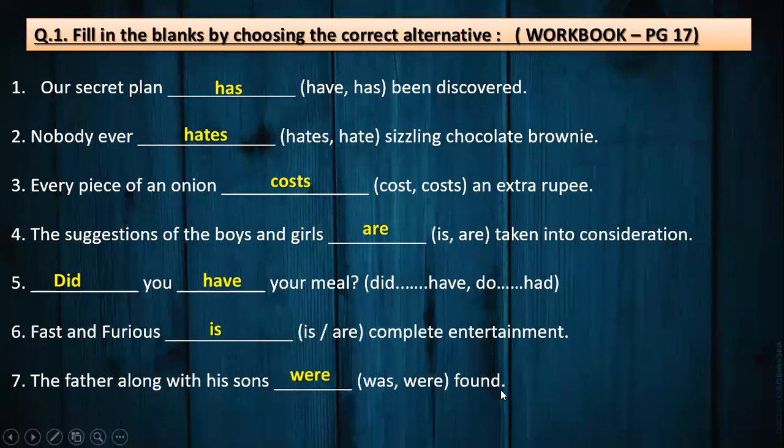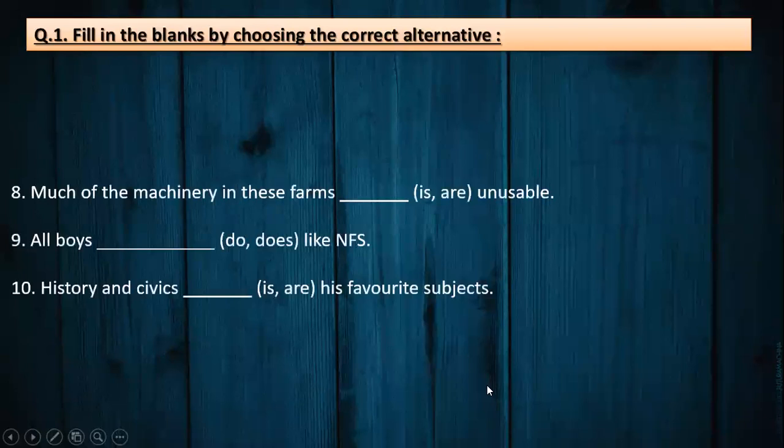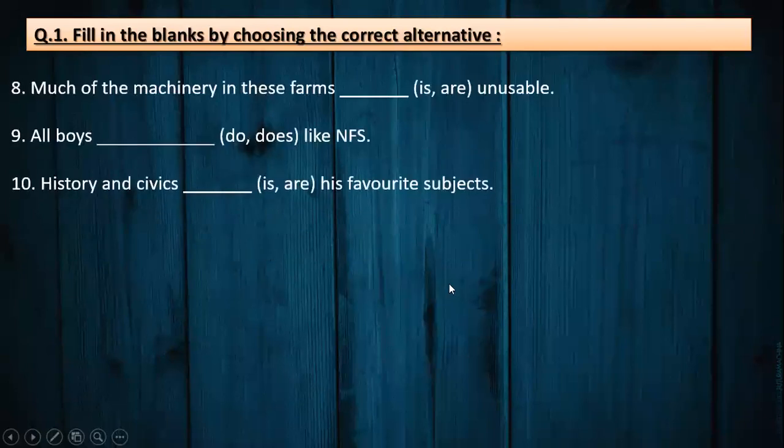Come on, moving on with the next one. Let's continue. Much of the machinery in these farms dash unusable. Much is exactly much of it. Much of it is unusable. All boys dash like NFS. What do you think? All boys do like. Yes, it is do like NFS.